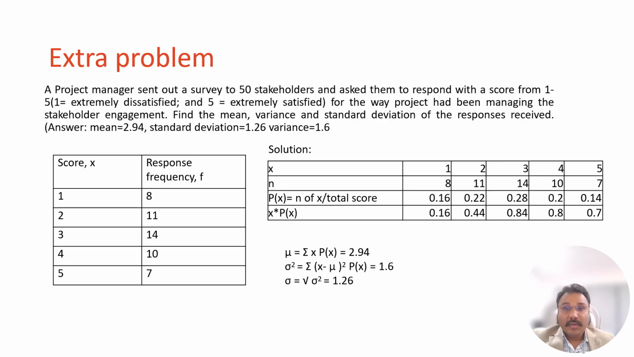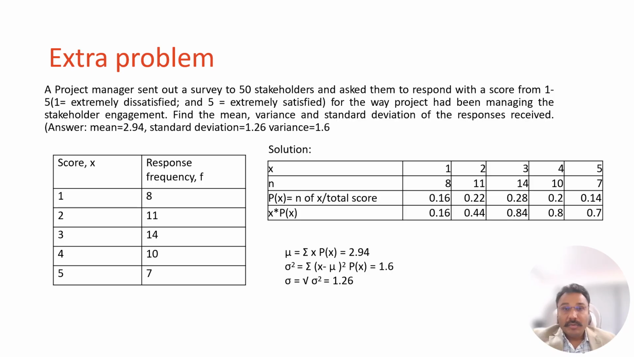Let's begin with the scenario shown on this slide first. A project manager sent out a survey of 50 stakeholders. Each stakeholder gave a satisfaction score ranging from 1 to 5, where 1 means extremely dissatisfied and 5 means extremely satisfied. This is like a Likert chart.